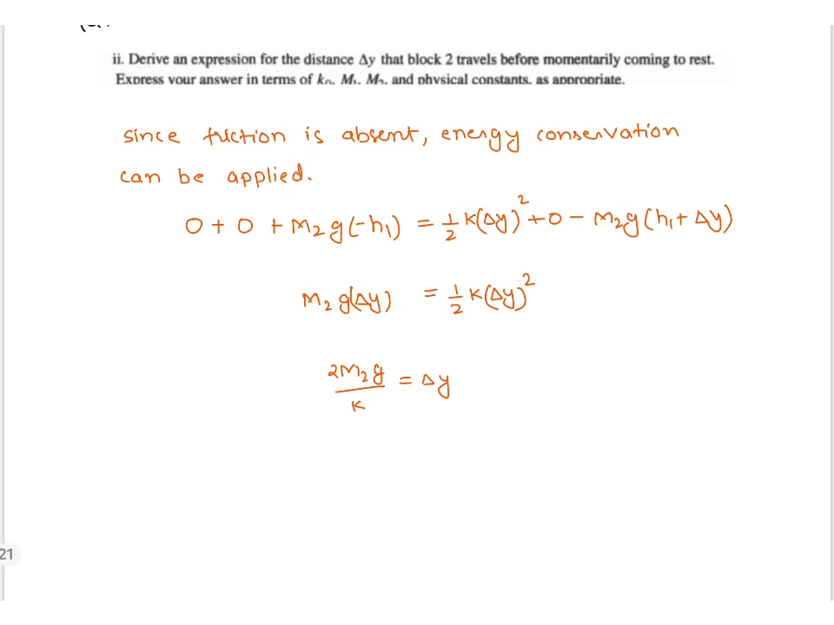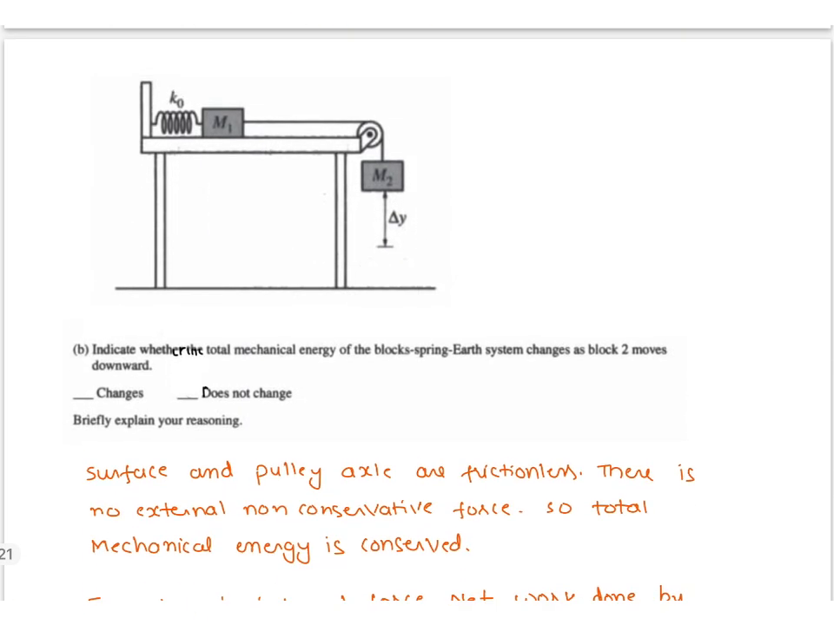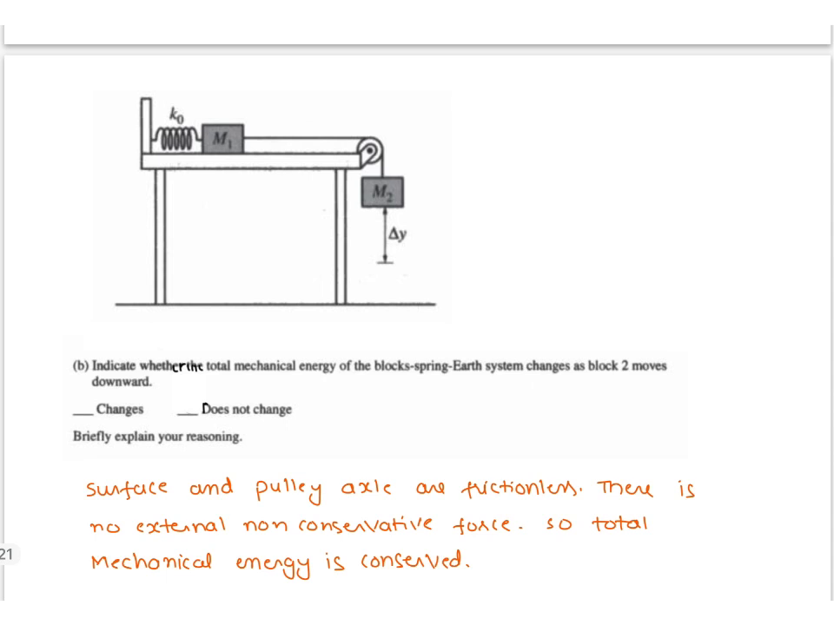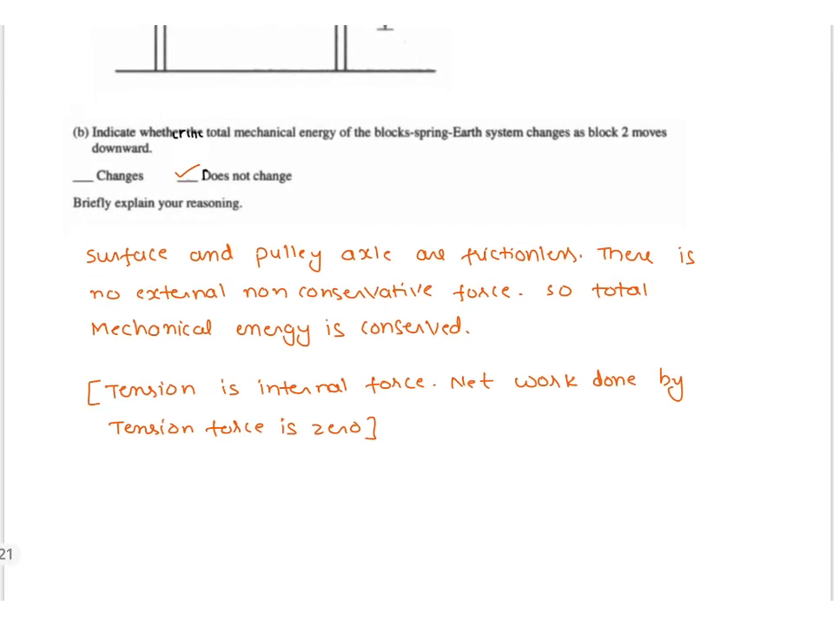Now let's see what is another part. Okay. So in this part, they are saying whether the mechanical energy of a spring, a block, and earth system changes or it remains constant. So I have already answered it: all the surfaces are frictionless and there is no other non-conservative force. So we can say that mechanical energy will be conserved. So I can say it will not change, it will be conserved, right?